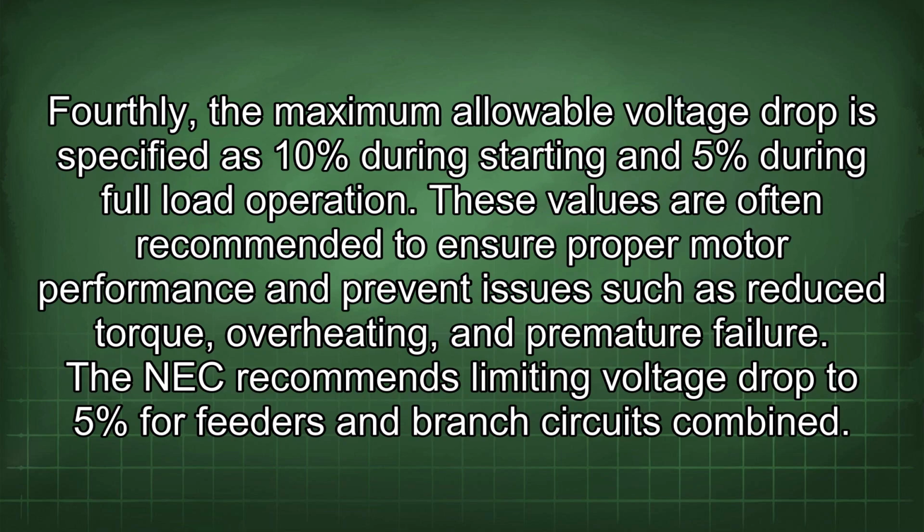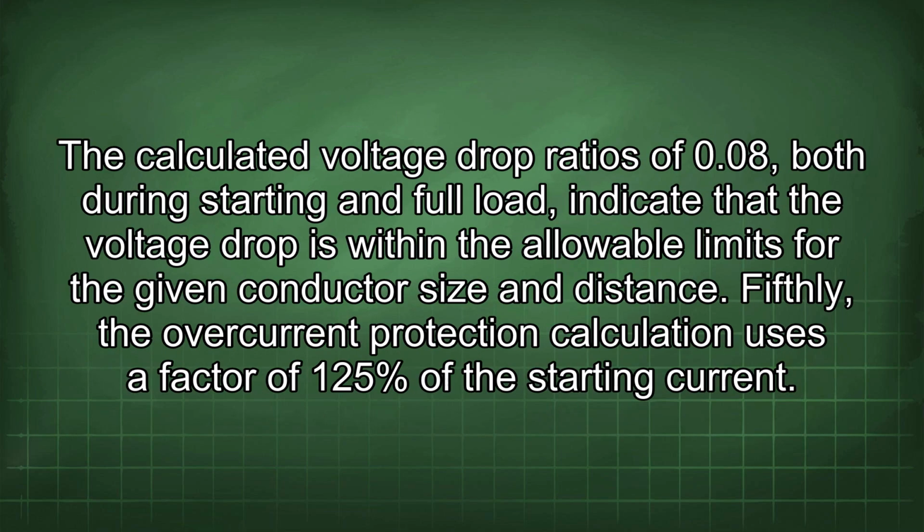Fourthly, the maximum allowable voltage drop is specified as 10% during starting and 5% during full load operation. These values are often recommended to ensure proper motor performance and prevent issues such as reduced torque, overheating, and premature failure. The NEC recommends limiting voltage drop to 5% for feeders and branch circuits combined. The calculated voltage drop ratios of 0.8 both during starting and full load indicate that the voltage drop is within the allowable limits for the given conductor size and distance.